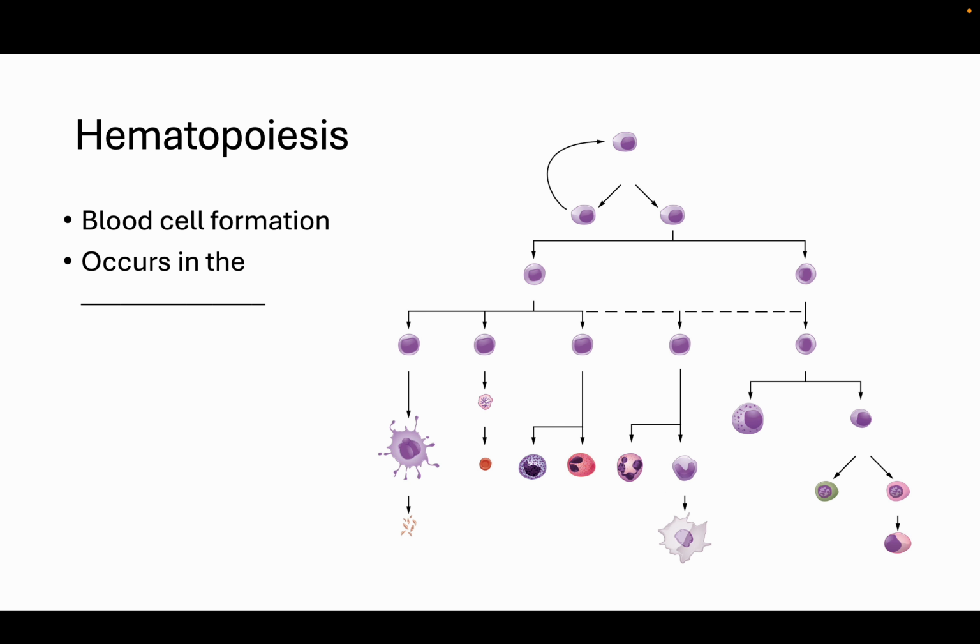Red blood cells are formed through the process of hematopoiesis, specifically erythropoiesis. Hematopoiesis is the general term referring to the formation of all the blood cells. Hematopoiesis occurs in the bone marrow, the red bone marrow specifically.